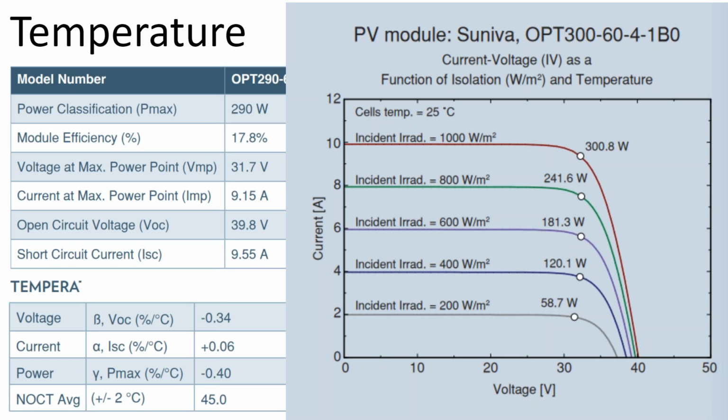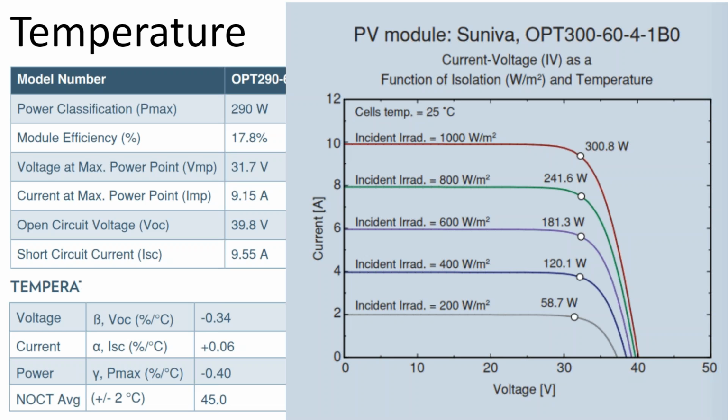And so what we see is the temperature coefficient of voltage is a percentage per degree Celsius. That's a negative sign. Then we have the temperature coefficient of current, which is a percentage per degree Celsius. That's a positive sign. So what that means is as the temperature climbs, the voltage is going to drop and the current is actually going to increase.